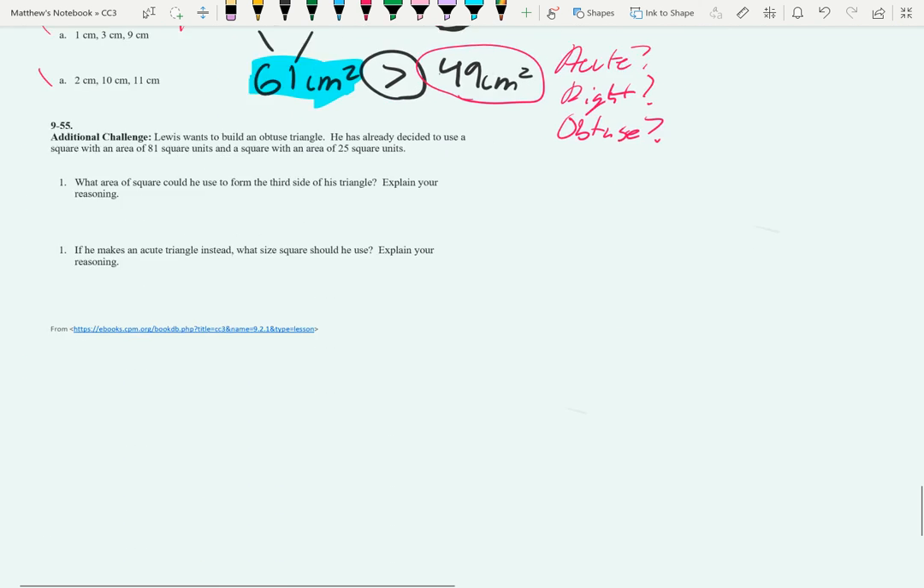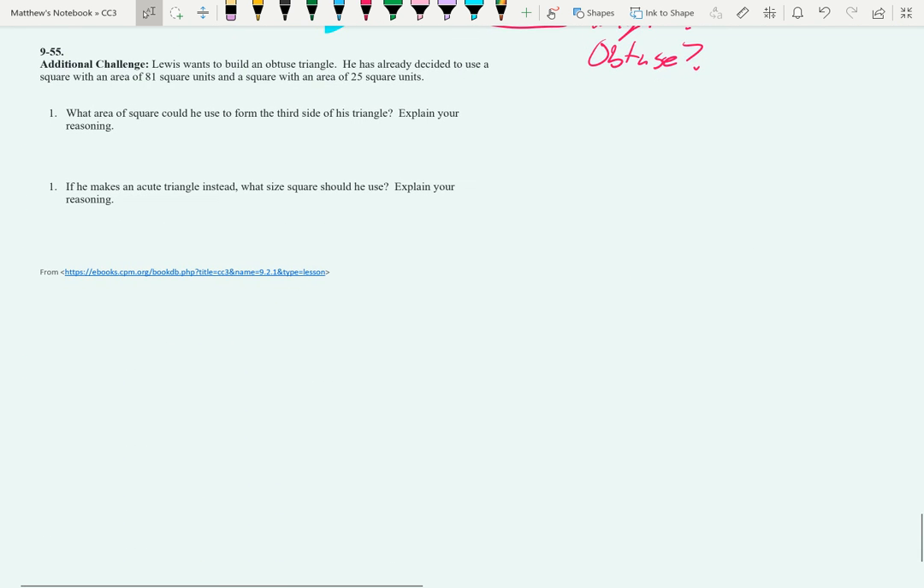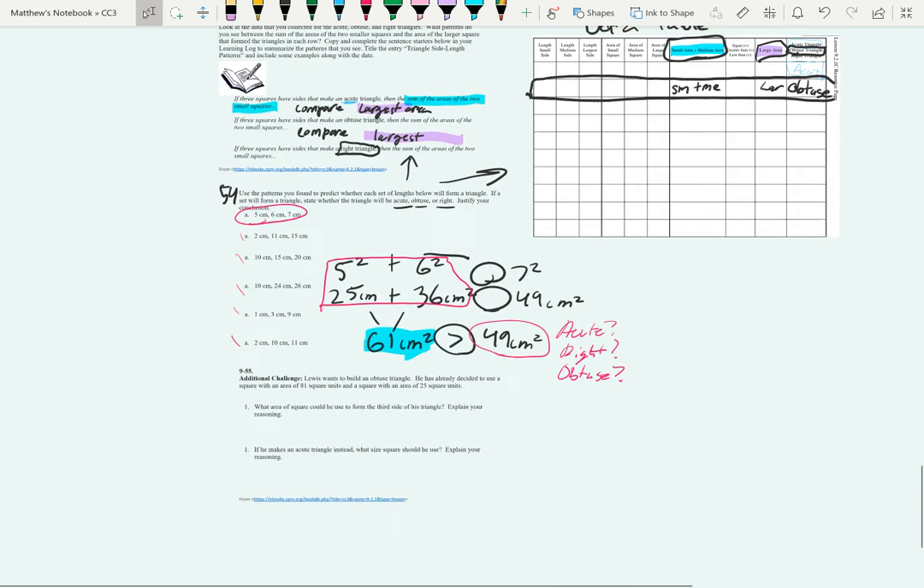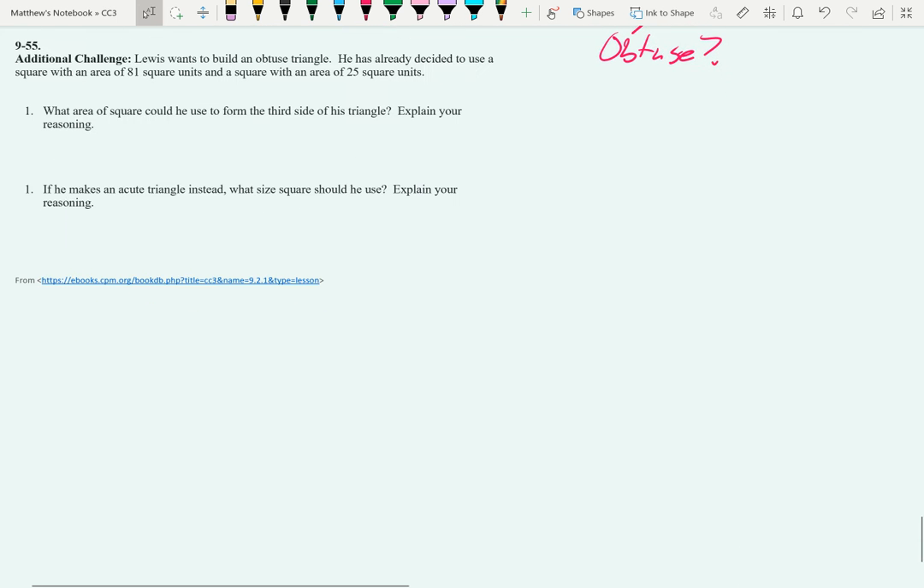And then you get on to the final question here, 9-55. And this is an additional challenge. We're going to again be using our findings from up above and our learning logs. So here it says Lewis wants to build an obtuse triangle. He has already decided he's going to use a square with an area of 81 square units and a square with an area of 25 square units. So then it asks, what area of square could he use to form the third side of his triangle? Explain your reasoning. Well, remember, these are square units that are given.